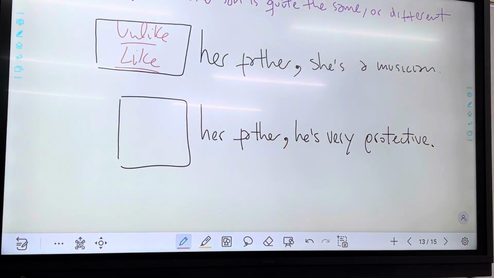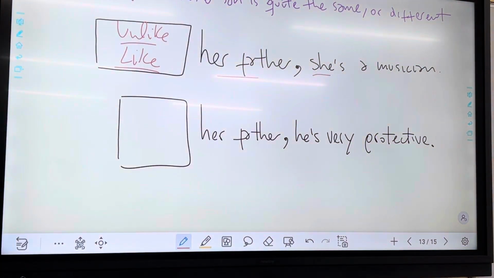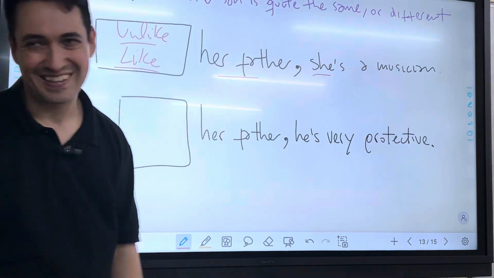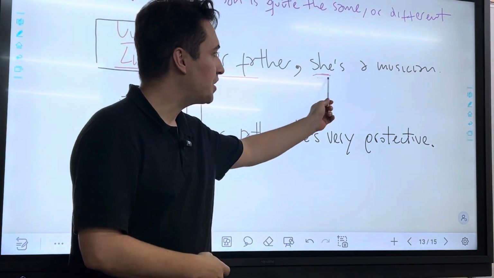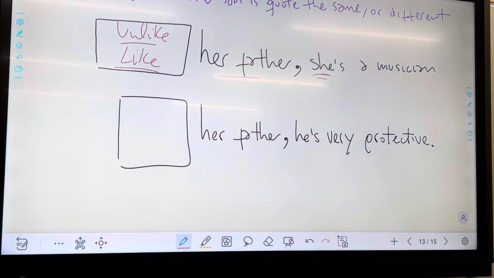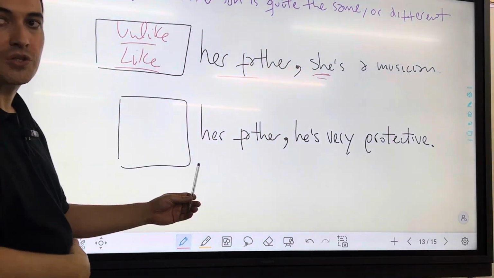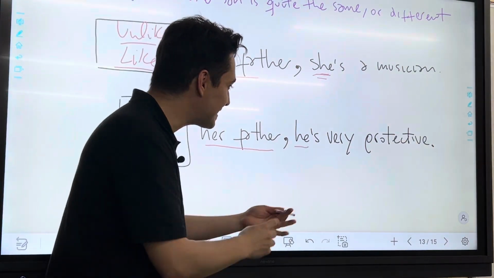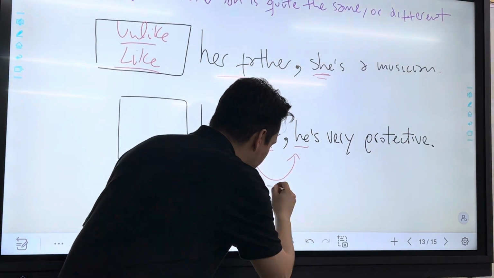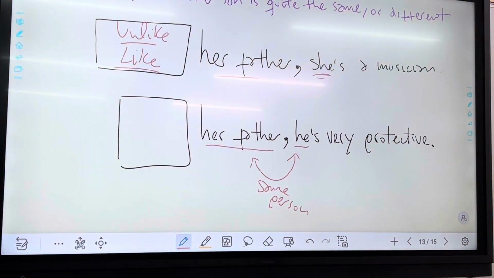Here, we're comparing her father and she. Her father and her, but here I just wrote she. I'm just underlining. Have a look at the second one: her father, he's very protective. Here, I'm not comparing two people. Her father is a person, and he is the same person. Her father, he's very protective.